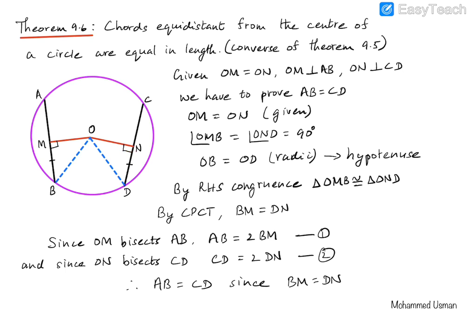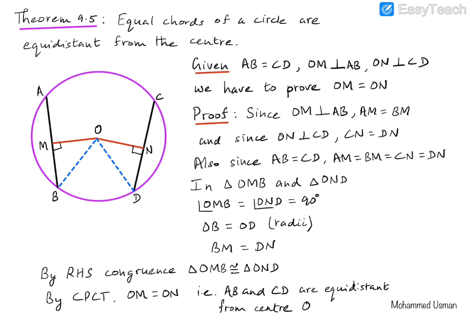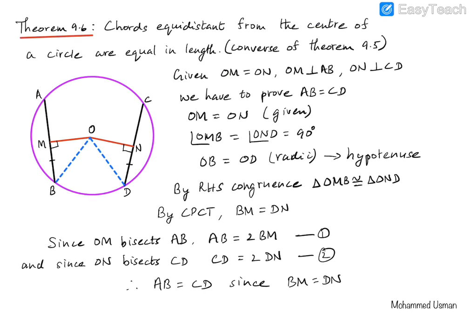If the chords are equidistant from the center of the circle, then the chords are equal in length, which is what we have proven here. We have proven that the length of the chord AB is equal to the length of the chord CD, which is what we set out to prove. So this proves the fourth theorem as well, which is the converse of the previous theorem. In the previous theorem, equal chords of a circle are equidistant from the center, and the converse is that if the chords are equidistant from the center, then they are equal in length, and we have proved that as well.